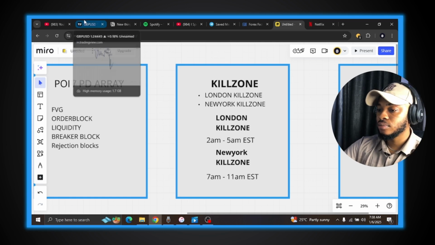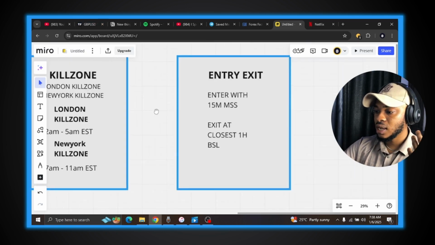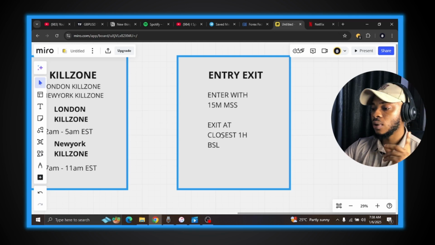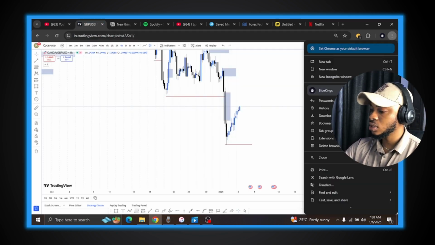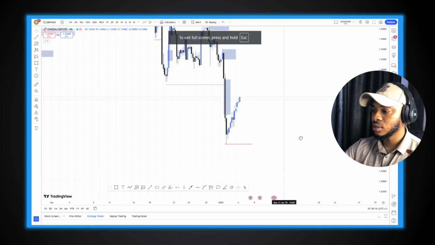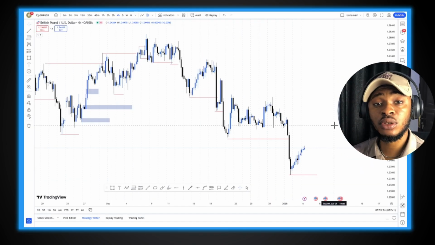Now let's move forward towards our entry and exit. I said enter with 15 minutes market structure shift and exit at closest 1 hour buy side liquidity. So now let's look at a very clear example on how to use the strategy. We have talked about every other thing except this. So now we're gonna put everything together.